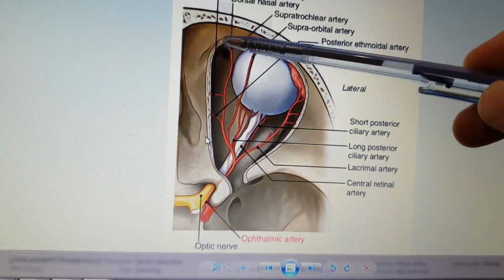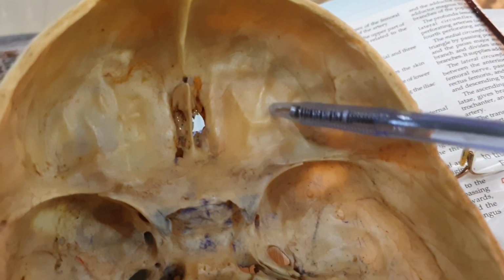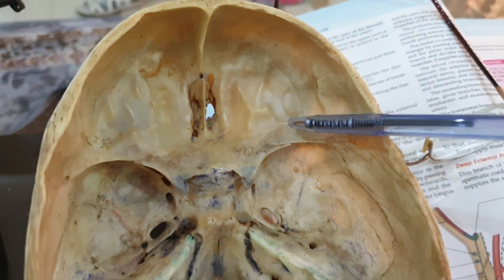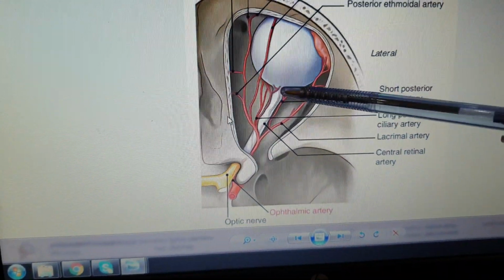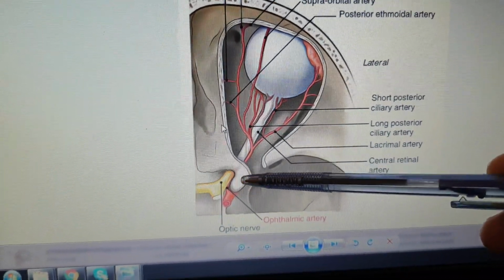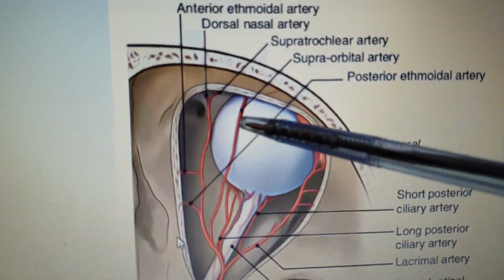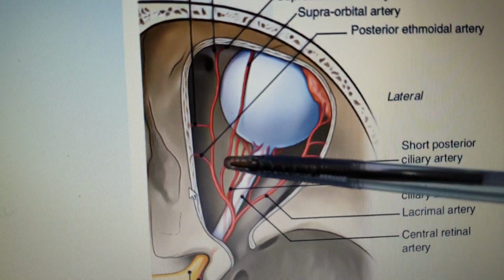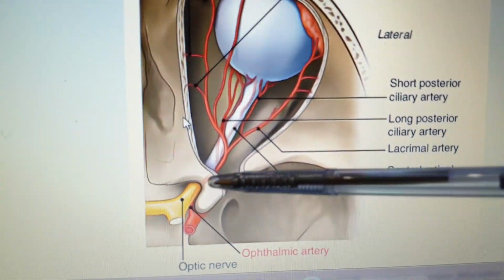In this diagram, you can see the roof of the orbit, that is the orbital plate of frontal bone, has been removed. Basically, this portion of the bone has been removed, and you can see the inside of the orbit. And this is the eyeball, this is the optic nerve, and this portion is the optic canal, and this is the anterior clinoid process. So this artery is the supraorbital artery, which is arising from the ophthalmic artery, which in turn is arising from the internal carotid artery.